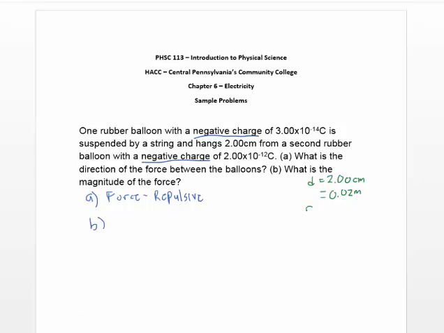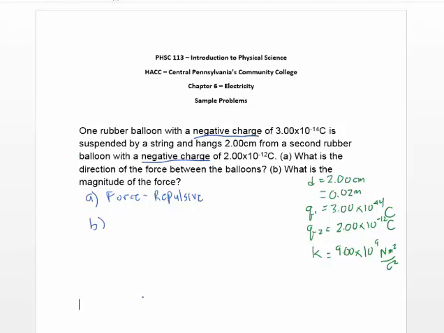We also know the two charges. Q1 is 3.00 times 10 to the negative 14th coulombs. Q2 is 2.00 times 10 to the negative 12th coulombs. And we know one more thing. We also know the constant that we're going to need, and that's K, equal to 9.00 times 10 to the 9th newton meters squared per coulomb squared. So that's what we're going to need to be able to determine the force.